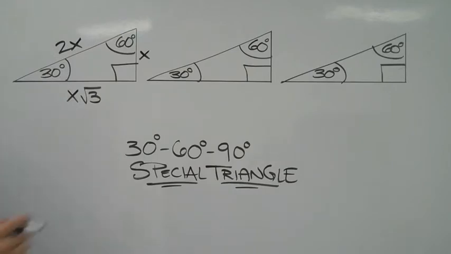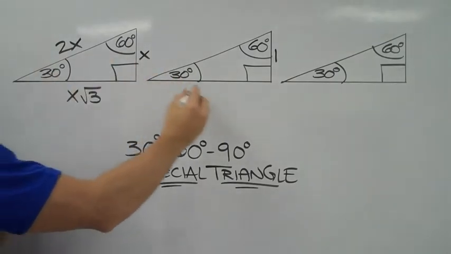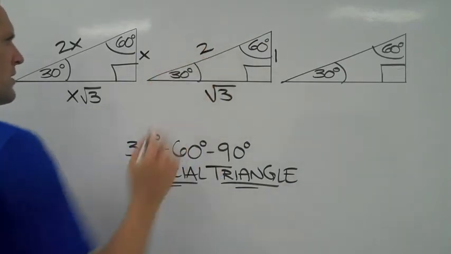So if x is 1, across from 30 we'd have 1, across from 60 we have 1 times the square root of 3, or just the square root of 3, and across from the 90 degree angle we have 2 times 1, which is 2.